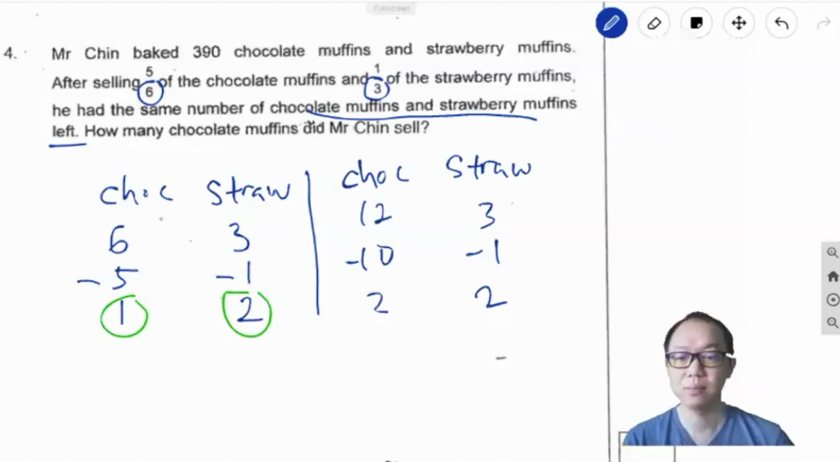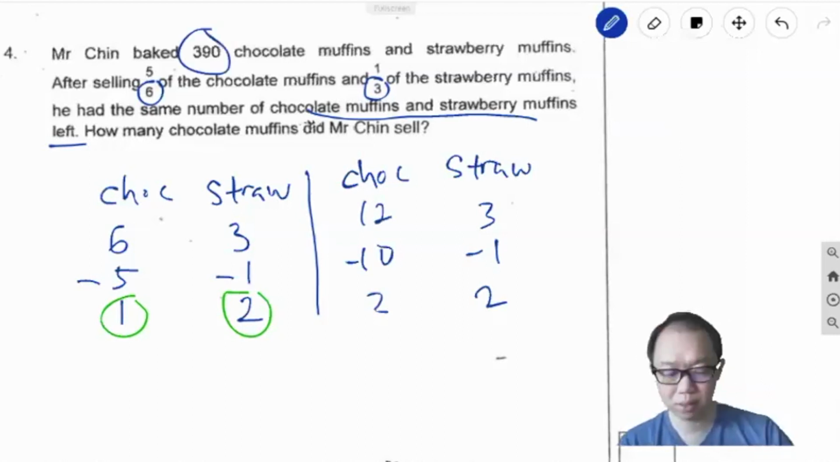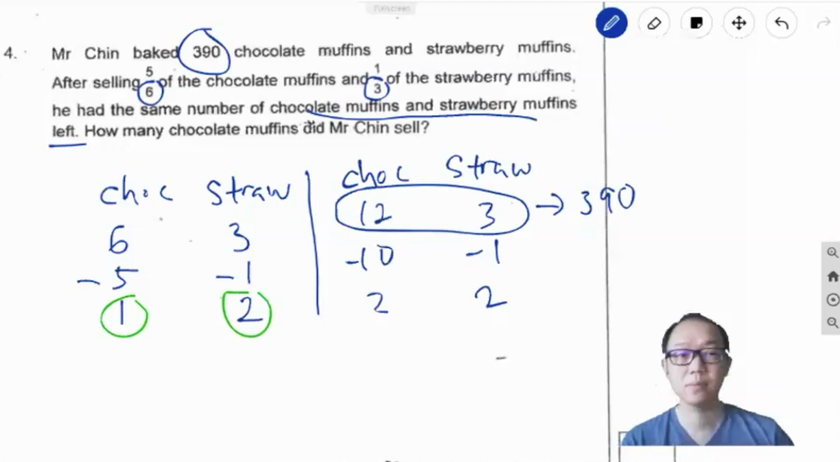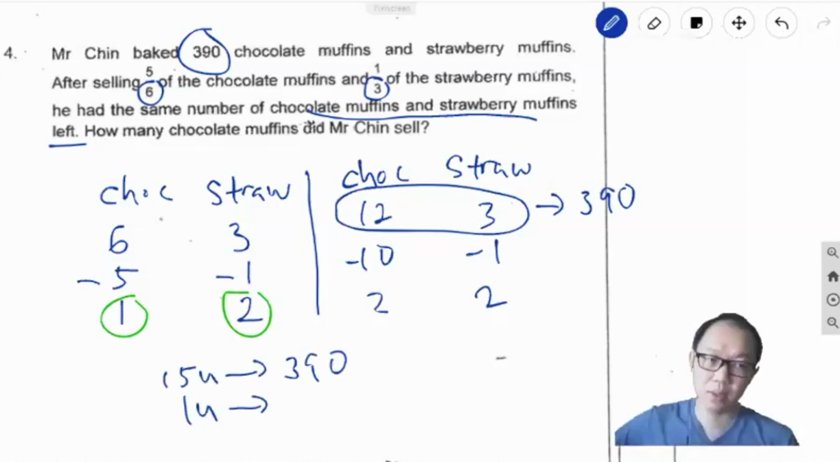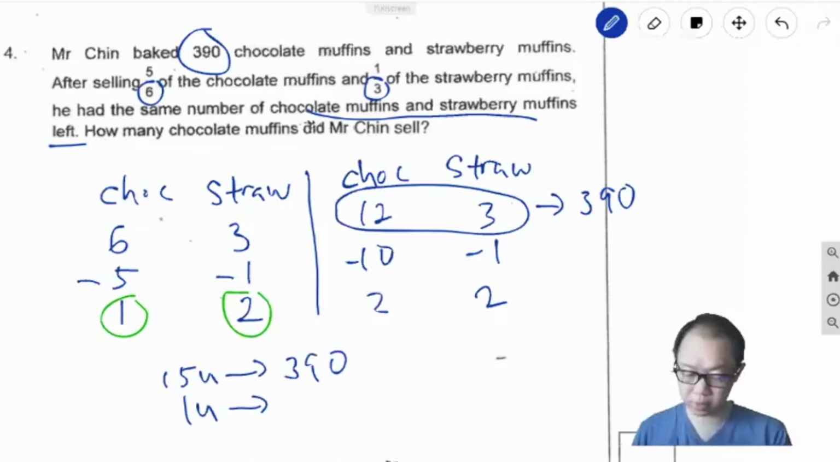That is the ratio. So then we look at this number, it says 390. These two added together should be 390. So 12 plus 3, which is 15 units, right? So 15 units represents 390. So 1 unit represents, divide, 390 divided by 15, 26. So 1 unit is 26.